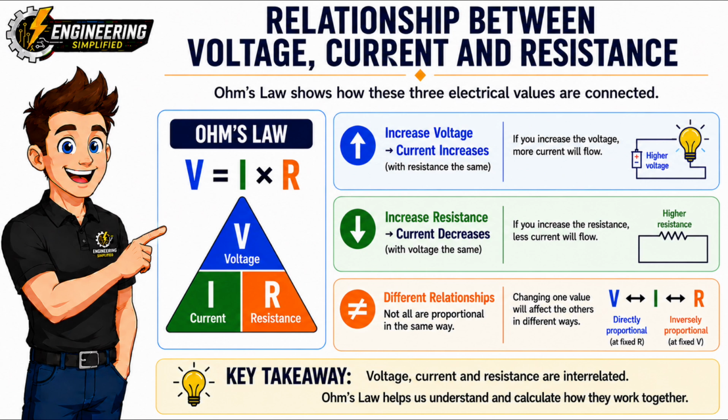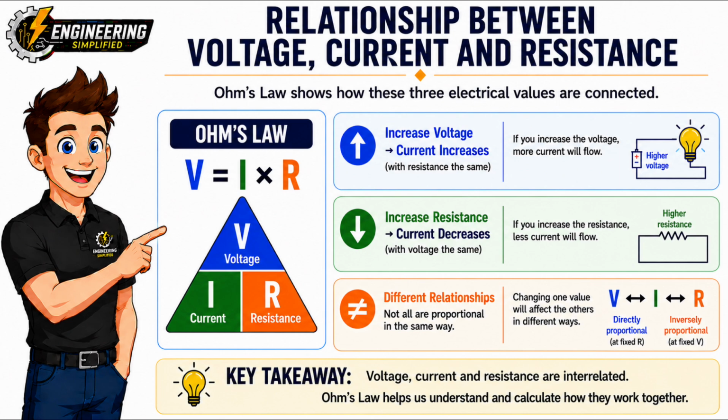But resistance behaves differently. If voltage remains constant and we increase the resistance, the current decreases. For example, doubling the resistance while keeping the voltage constant will halve the current. Current and resistance are therefore inversely proportional when voltage is fixed. So voltage, current and resistance are all interrelated, but they are not all proportional in the same way.